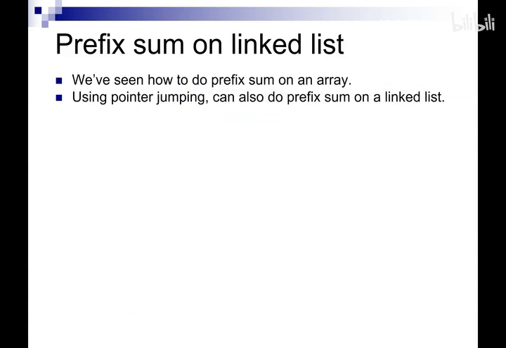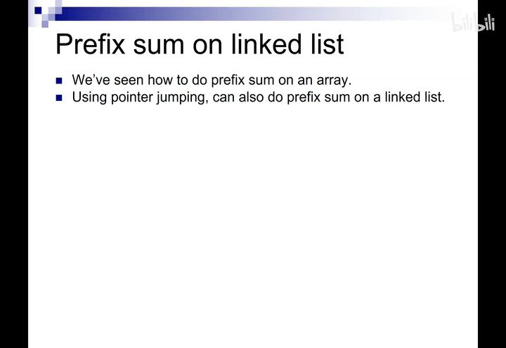But before we do that, let's first look at a variation of the list ranking problem. Now let's try to compute a prefix sum on a linked list. Previously we saw how to do prefix sum on an array. If your input is given as an array, then we had a fast parallel algorithm for computing the prefix sum. But now suppose your input is given as a linked list.